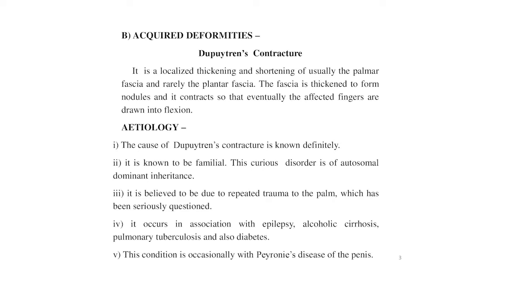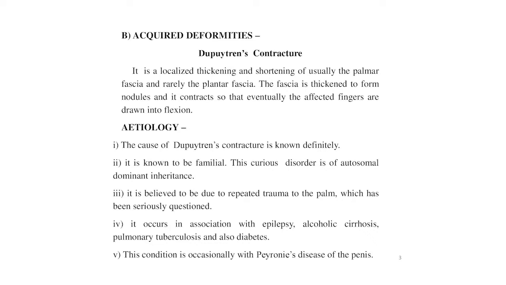Now the second point of this lecture is the acquired deformity. First is Dupuytren's contracture. It is a localized thickening and shortening of the palmar fascia and rarely the plantar fascia. The fascia is thickened to form nodules and it contracts so that eventually the affected fingers are drawn into flexion.